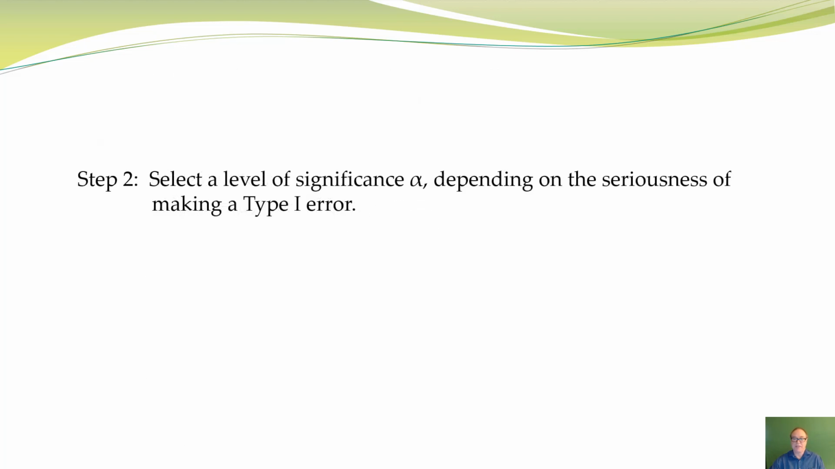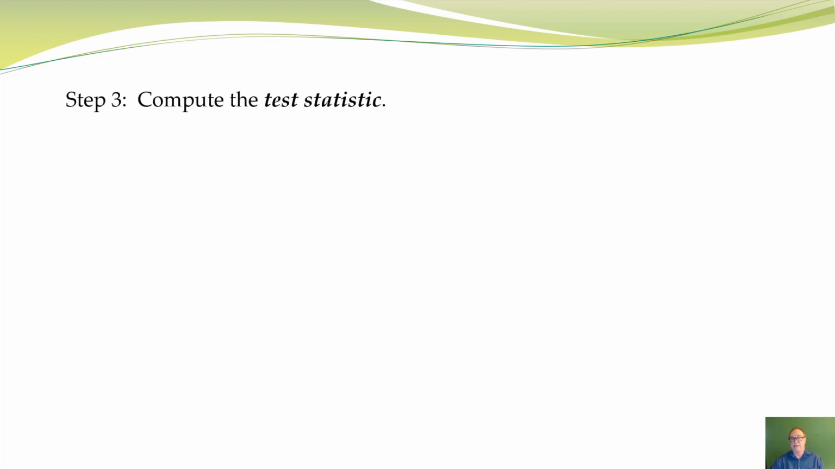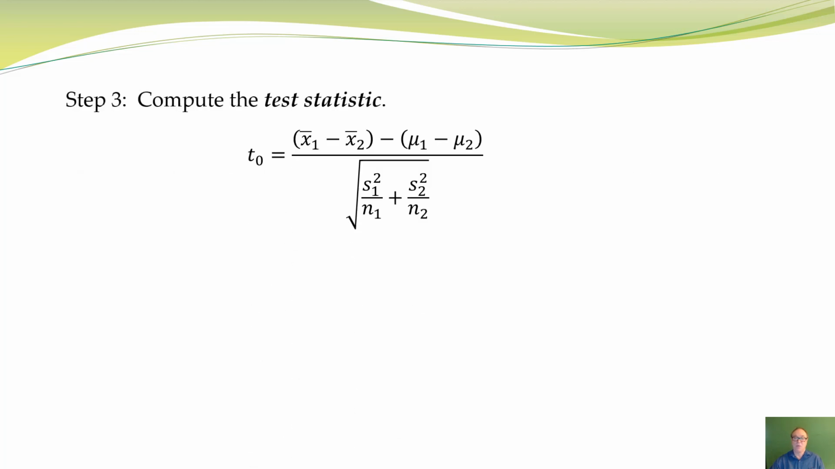Level of significance would be the same as what we've been doing: 1%, 5%, 10%, or some other value given. Compute the test statistic. In this case, it would be x bar 1 minus x bar 2, minus mu1 minus mu2. Well, if we assume mu1 equals mu2, then mu1 minus mu2 is 0. So this could actually just be x bar 1 minus x bar 2 over the square root of the standard deviation of sample 1 squared divided by the size of sample 1, plus the standard deviation of sample 2 squared divided by the size of sample 2.